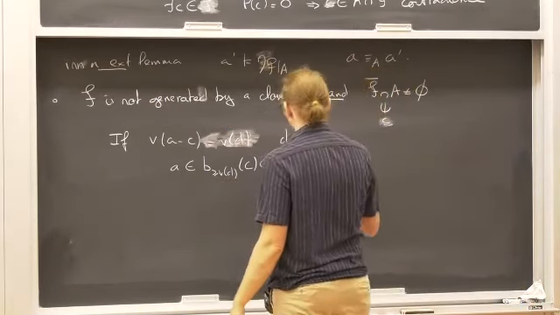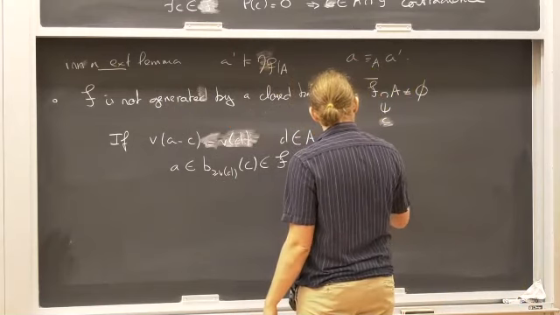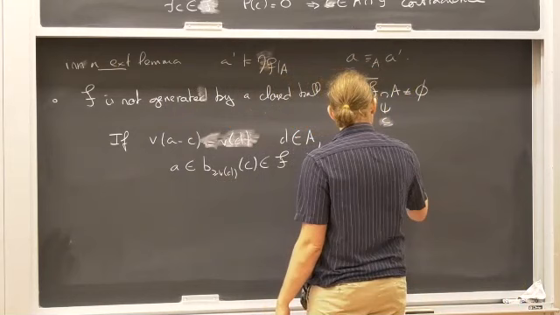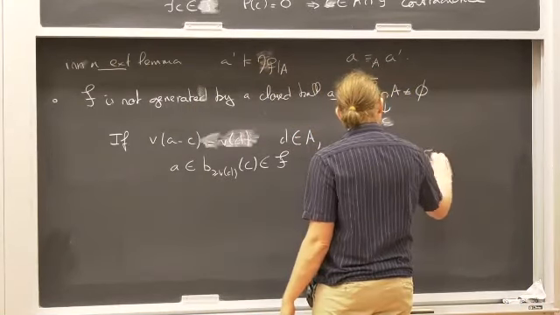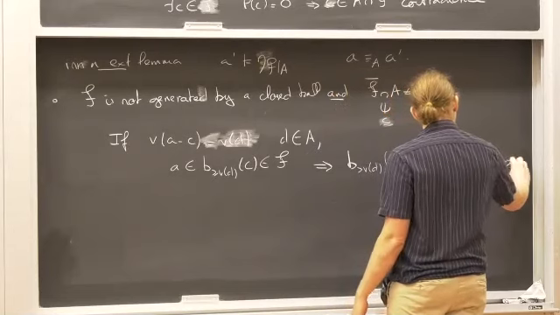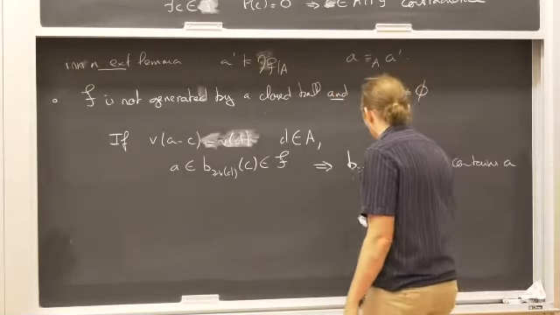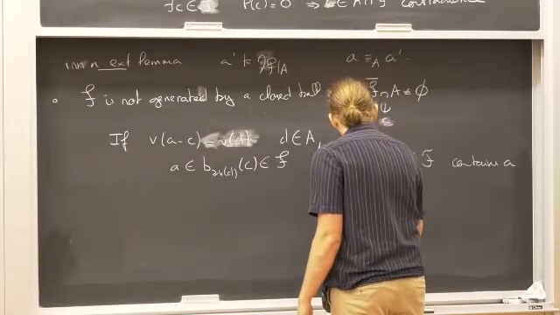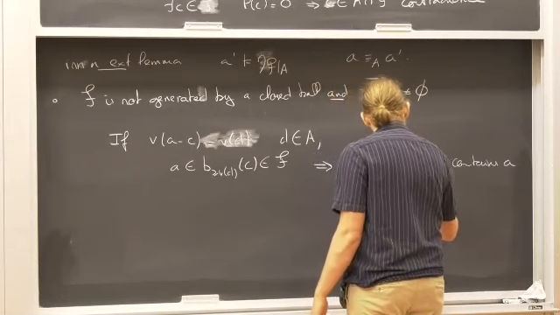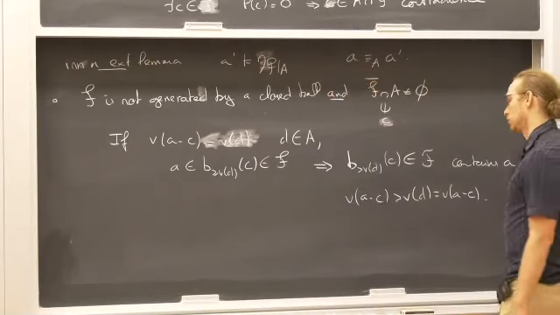So this immediately implies that B of V of D around C is also in F and hence contains A. But this is a contradiction, because that implies that V of A minus C is strictly greater than V of D, which was by definition V of A minus C. So this is a contradiction.